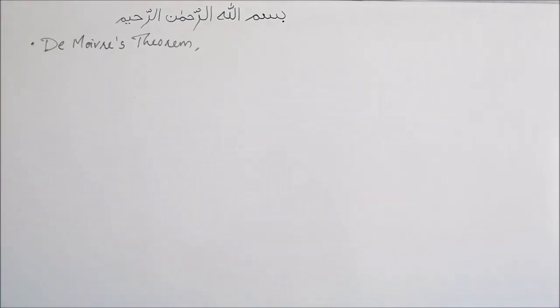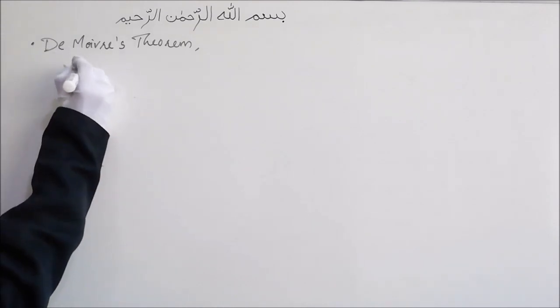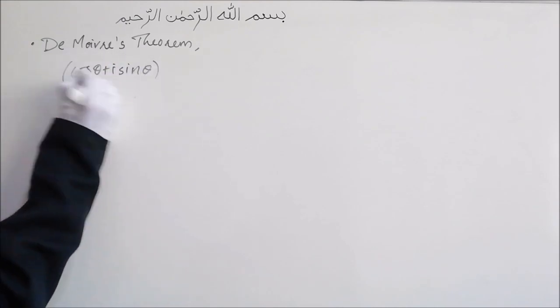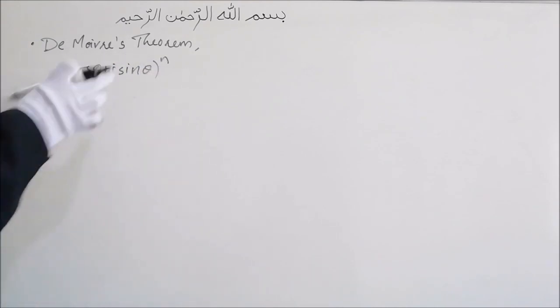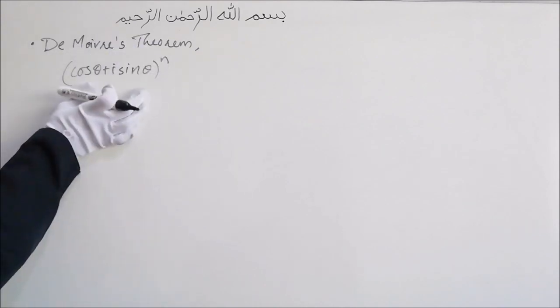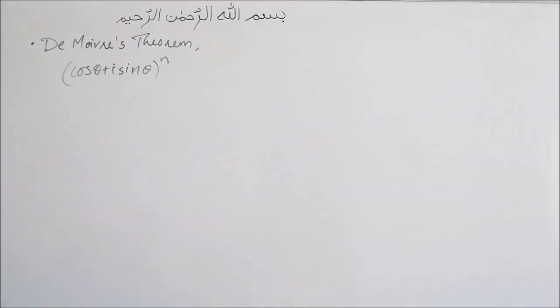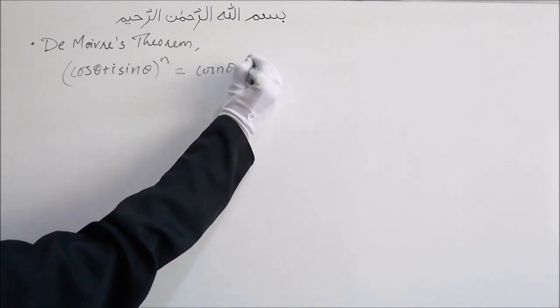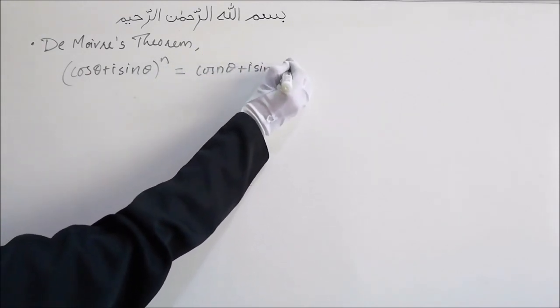What is de Moivre's theorem? It states that if we have cos theta plus i sin theta the whole raised to n, that is, multiplying this quantity by itself n times, you will get cos n theta plus i sin n theta.